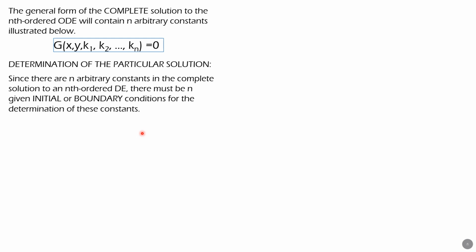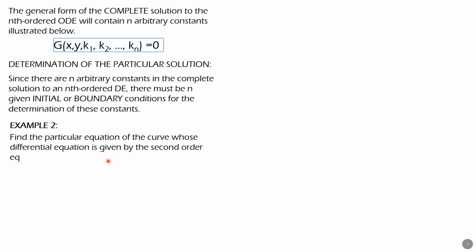So let's have an example. This is the second example. Find a particular equation of the curve whose differential equation is given by the second order equation y double prime equals 6x minus 2, and that it passes through (0, -4) and (1, 2). So this is a second order, first degree ordinary differential equation. Since it is second order, there are two boundary conditions. We have it passes through (0, -4) and (1, 2).